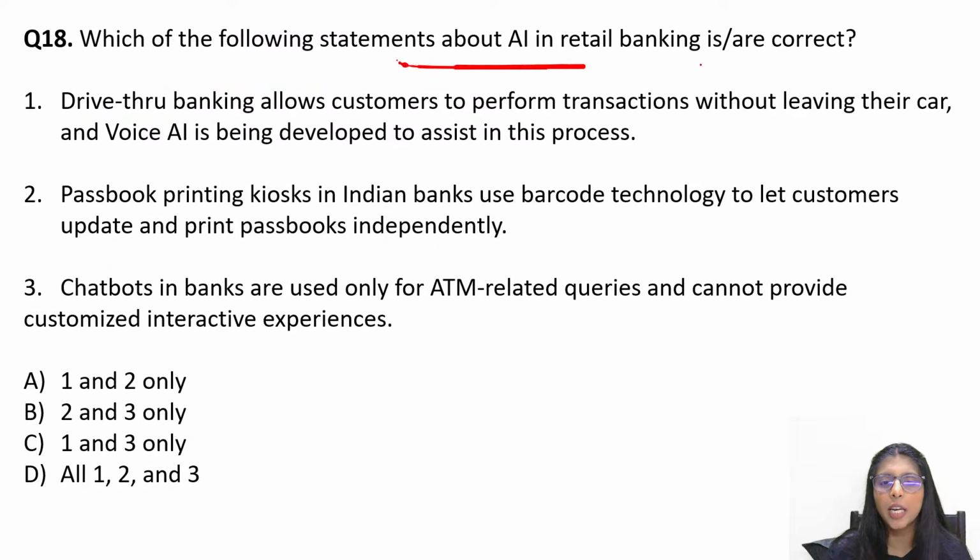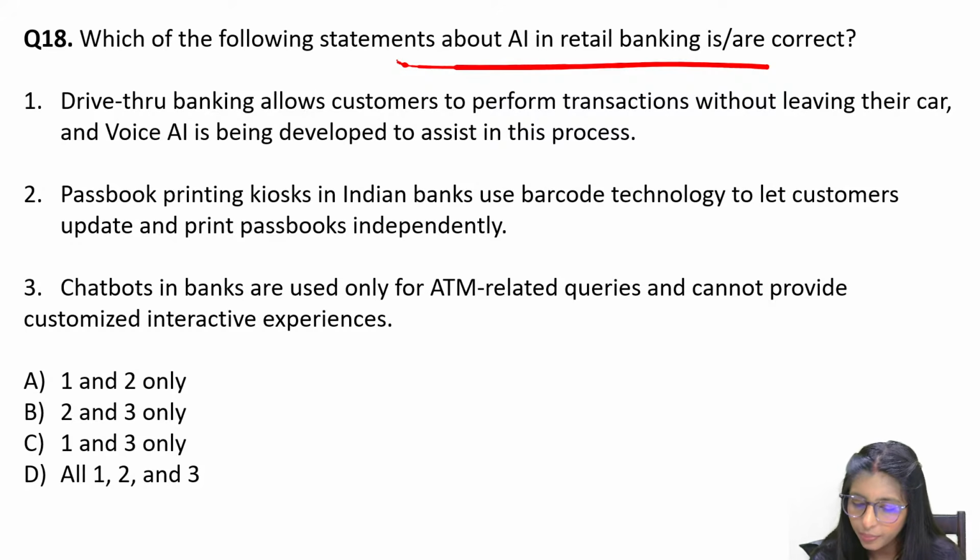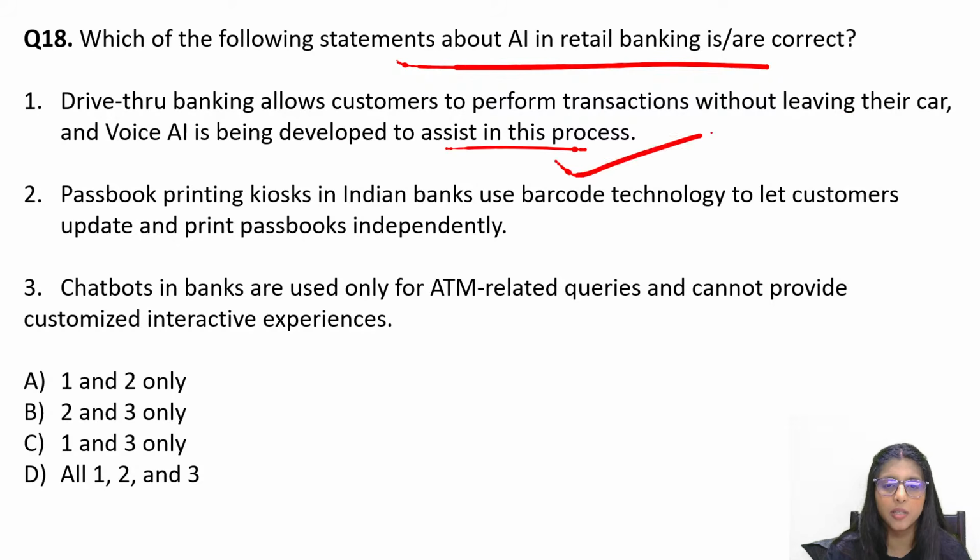Which of the following statements about AI in retail banking are correct? Read the question, give me the answer. Drive-through banking allows customers to perform transactions without leaving their cars, and voice AI is being developed to assist in this process. Yes. Passbook printing kiosks in Indian Bank use barcode technology to let the customer update and print the passbook independently. It's correct.